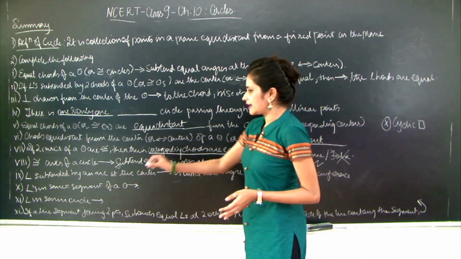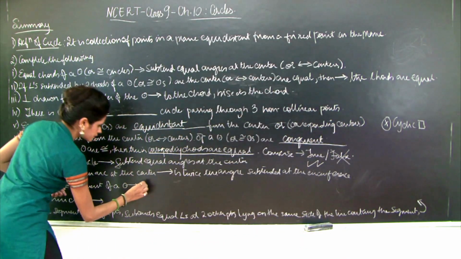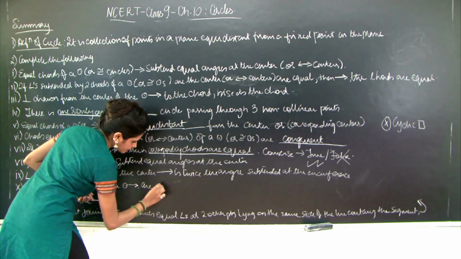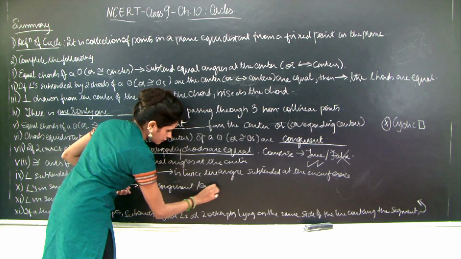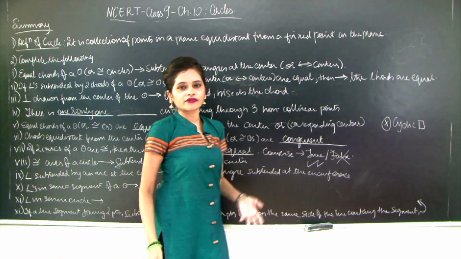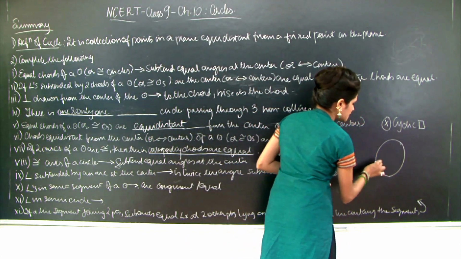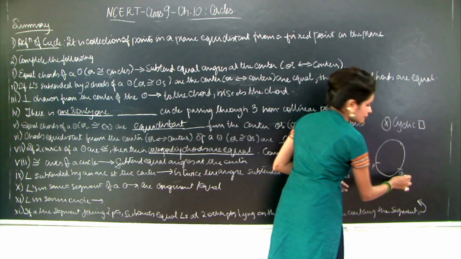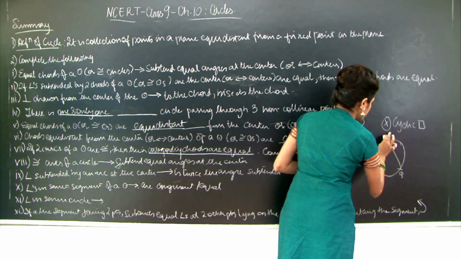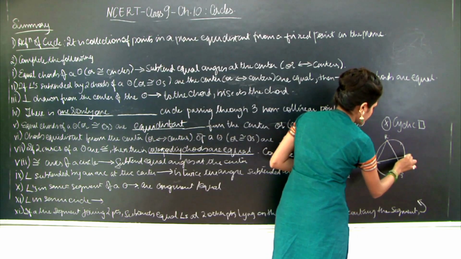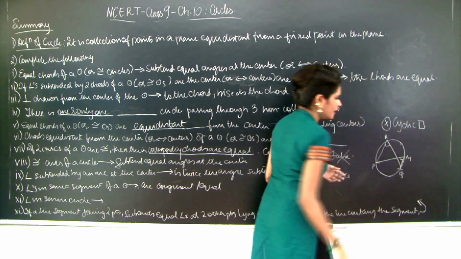Angles in the same segment of a circle, very simple. Please write the solution. Angles in the same segment of a circle are congruent or equal. So if I have a circle like this and I have my segment PQ subtending angles PRQ and PMQ, then angle PRQ is equal to angle PMQ.